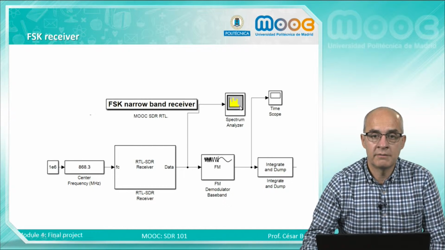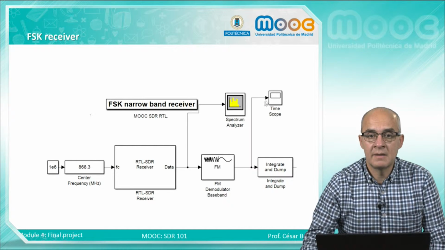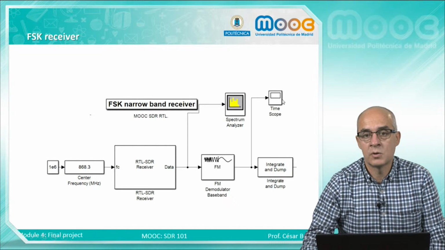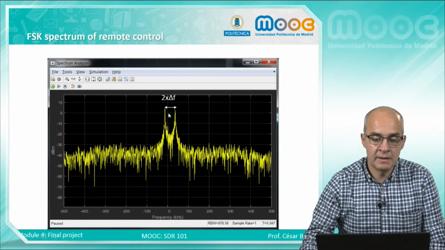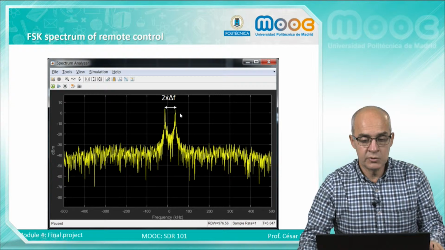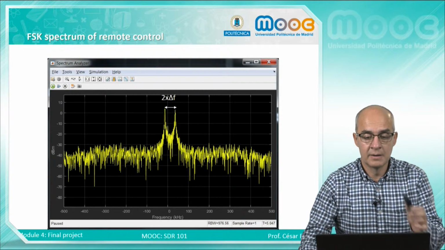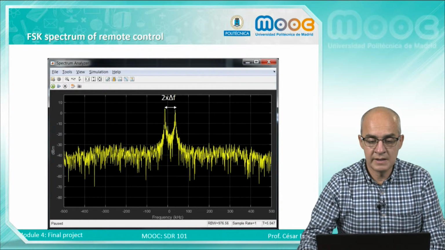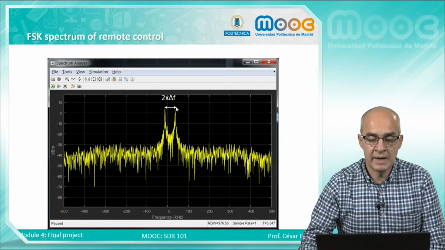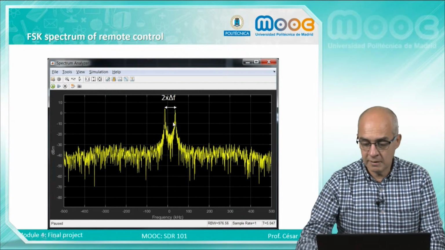We always put the spectrum analyzer to monitor the data and to see the received signal, and then after the demodulator we put the time scope to see the data. This is the way we can see the FSK signal of a remote control. I'm using a remote control of a car, which is very stable and uses FSK. We can see that there are two clearly distinguished peaks, which give us some information about the frequency deviation. The distance between peaks is 2 times the frequency deviation.